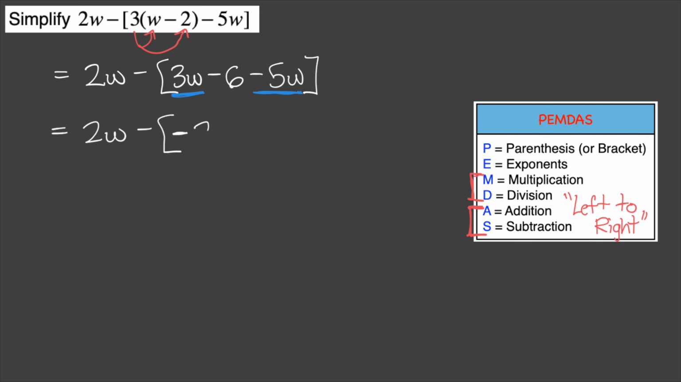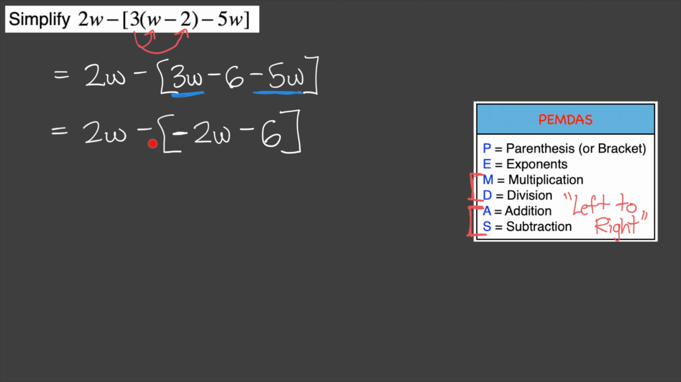To simplify that, since they have different signs, the 3w is positive and the 5w is negative. So since these two guys have different signs, we subtract them and take the sign of the bigger number, which in this case is the 5w. So that's why it's negative 2w. And then we just subtract the 6 here, and there is our next step.